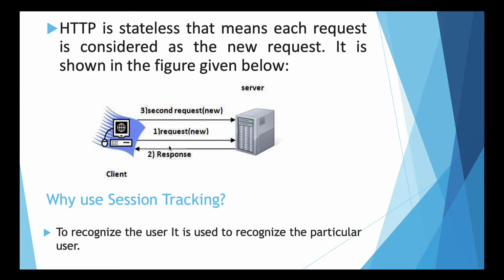This is the figure. You can see this is the client, this is the first request, and the response comes back. This is the second request. As we talked about earlier, the second request is a new one. This is the server and this is the client. So let's talk about why we use session tracking: to recognize a particular user.